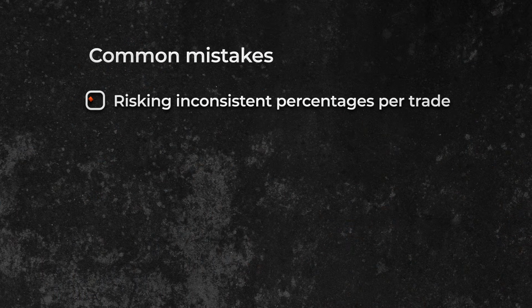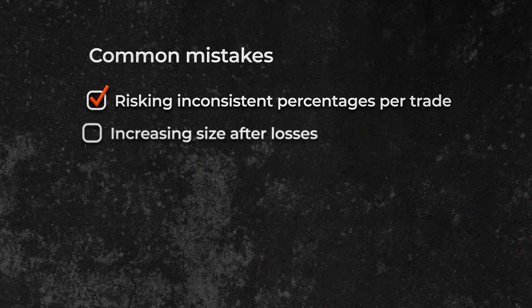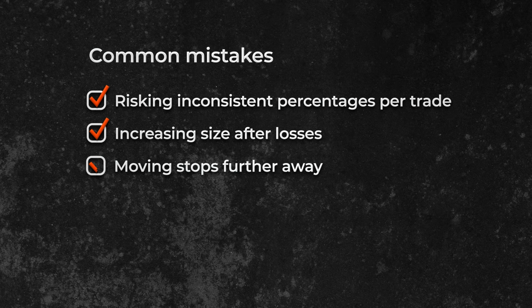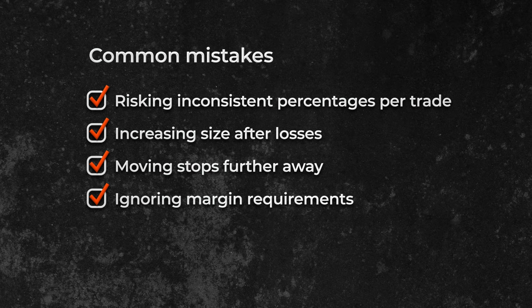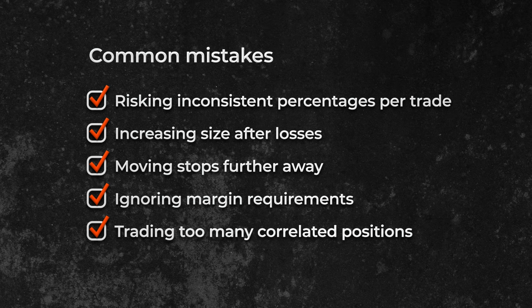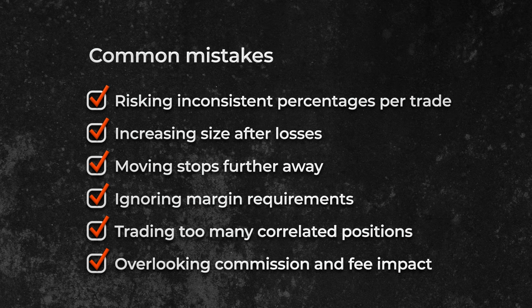With all that said, even traders who understand risk can fall into patterns that undermine it. Watch for risking inconsistent percentages per trade, increasing size after losses, moving stops further away, ignoring margin requirements, trading too many correlated positions, and overlooking commission and fee impact. Each of these behaviors increases variability, and variability increases drawdowns. Costs matter too. Commissions and fees affect your break-even point and should be factored into your planning. Risk management isn't just about big losses. It's about reducing small, repeated inefficiencies that compound over time.